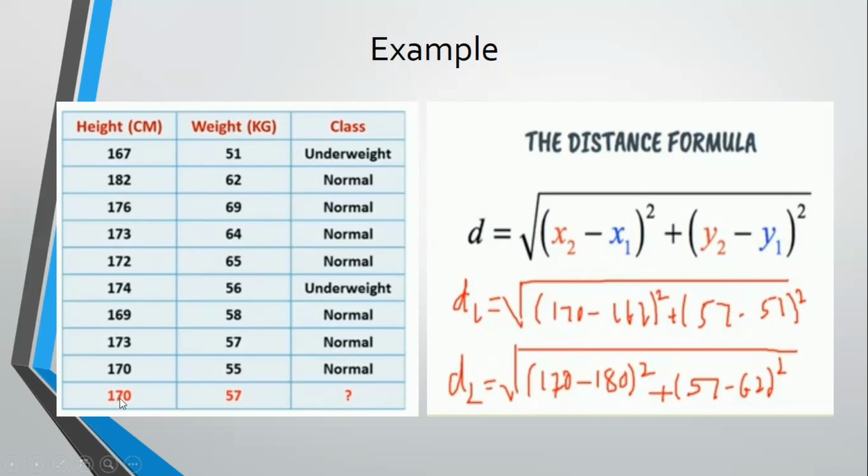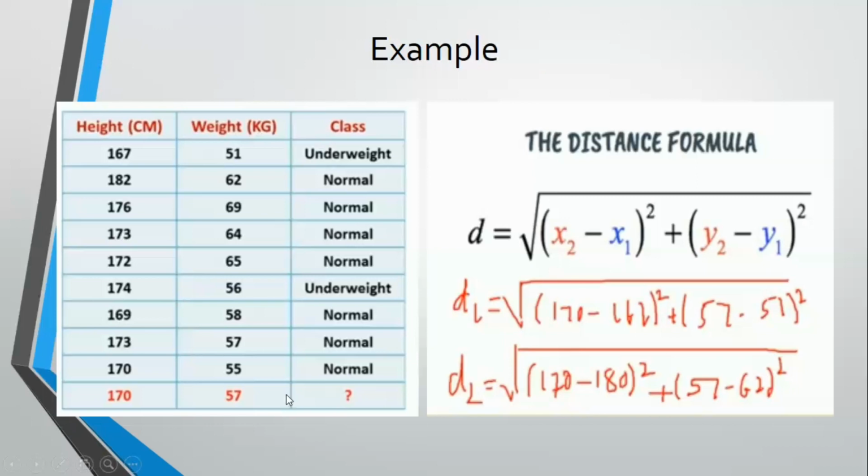Now I have new data: height is 170 and weight is 57. Which class label does this person belong to? That is our prediction, that is our classification. We have to classify whether this belongs to underweight or normal weight. So let us start our algorithm.